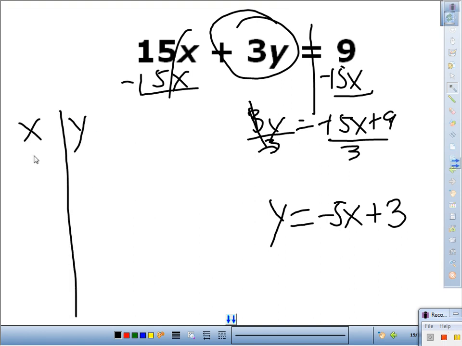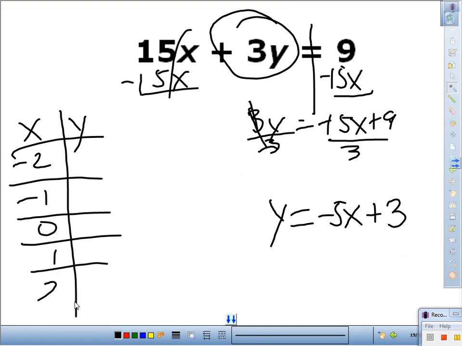Build a table. Negative 2, negative 1, 0, 1, 2. Do we know what to do with that? Yes. Graph it and check to see if it's a function. You don't need to copy this. I'm just going over this. Are we there so far?